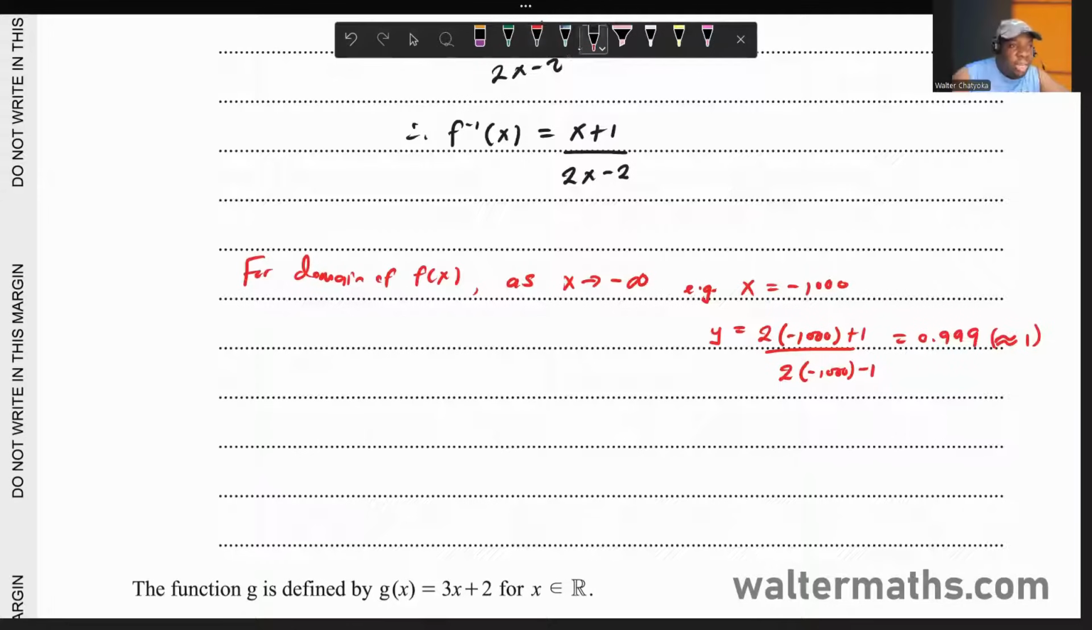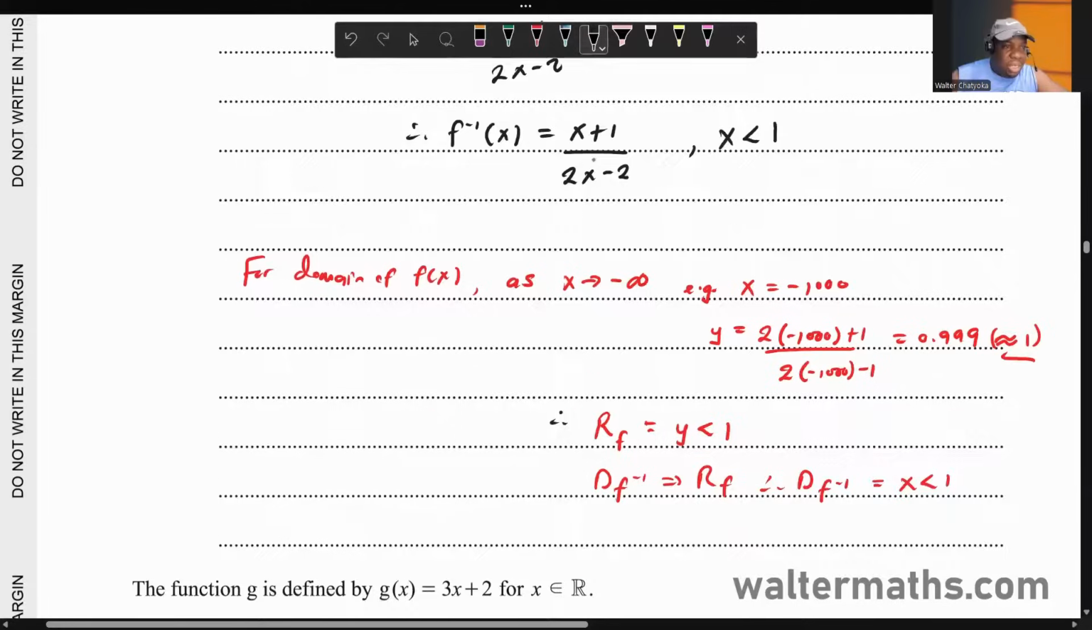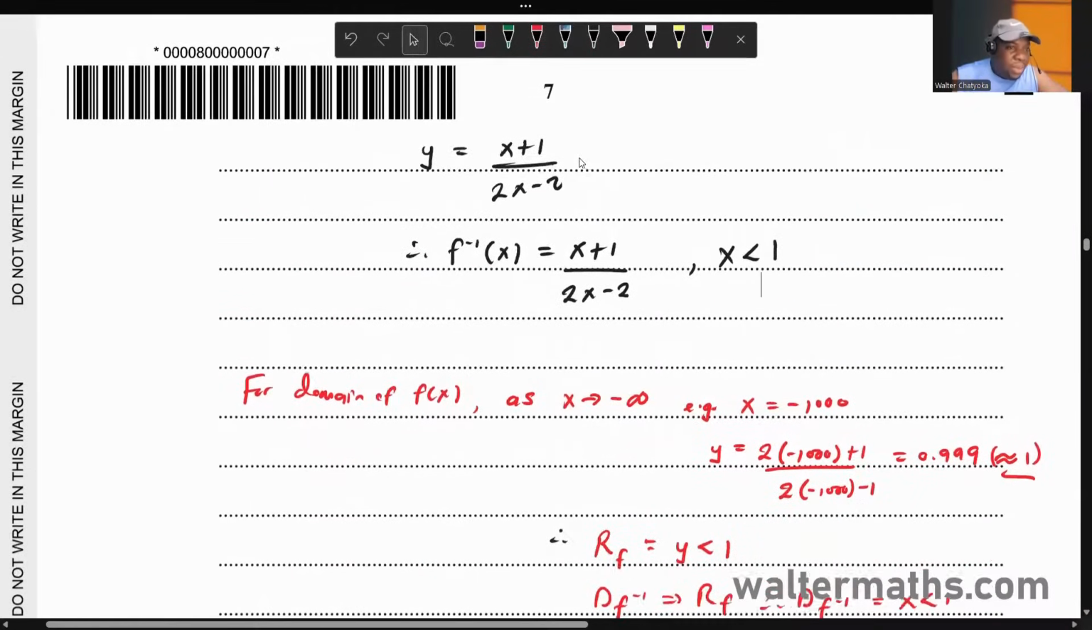So that's actually the limit. So the range of the function is actually values of y that are less than 1, because that's the limit as we got here. So you have to know that the domain of the inverse function is the range of the function, which means that the domain of the inverse function should be x is less than 1. So that's what we're going to use here. x is less than 1 is the domain. So that's basically how we do it.